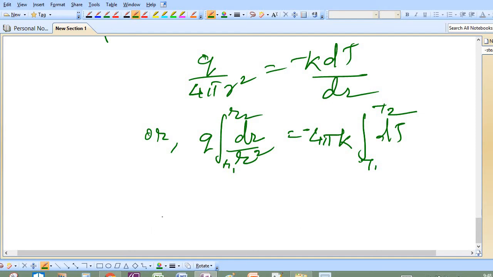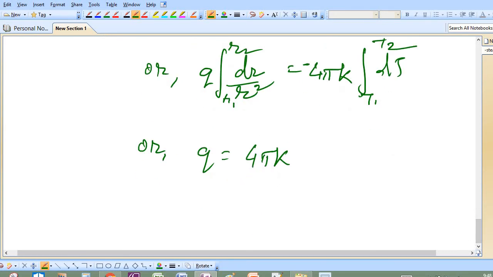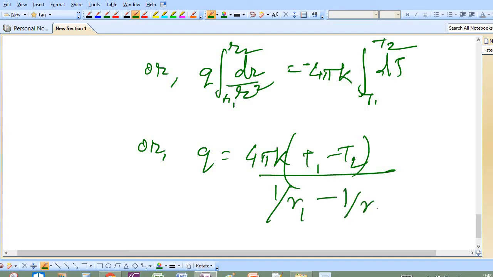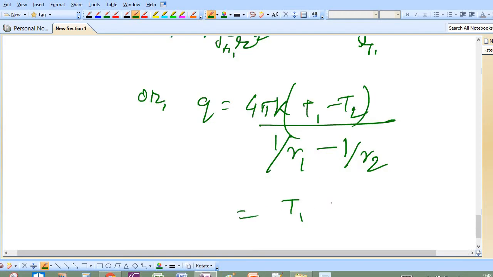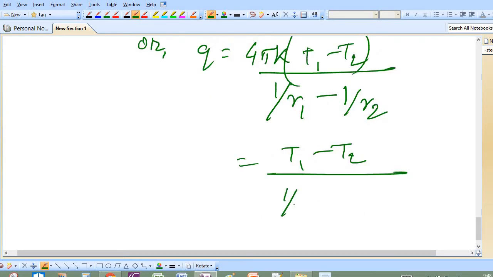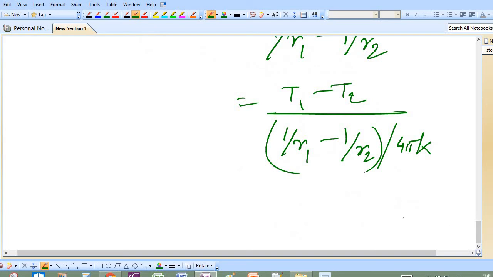So if we solve this equation, we get an equation of this form: Q is equal to 4 pi k times T1 minus T2, our temperature difference, divided by 1 by R1 minus 1 by R2. Or in other words, we can write it as T1 minus T2 divided by (1 by R1 minus 1 by R2) divided by 4 pi k. So it can be easily shown that the temperature varies hyperbolically with the radius.